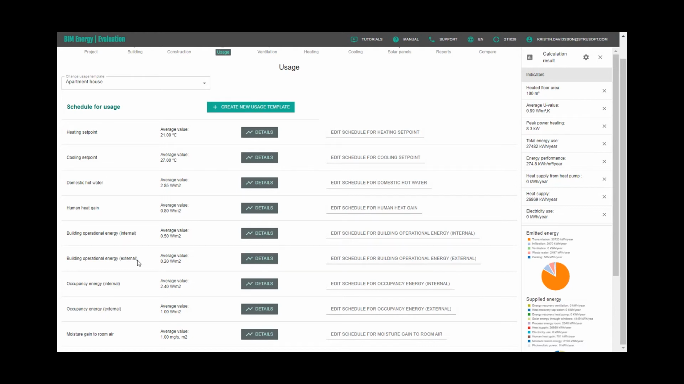External, on the other hand, means that the energy is not supplied to room air, but it will still be included in the energy consumption of the building.